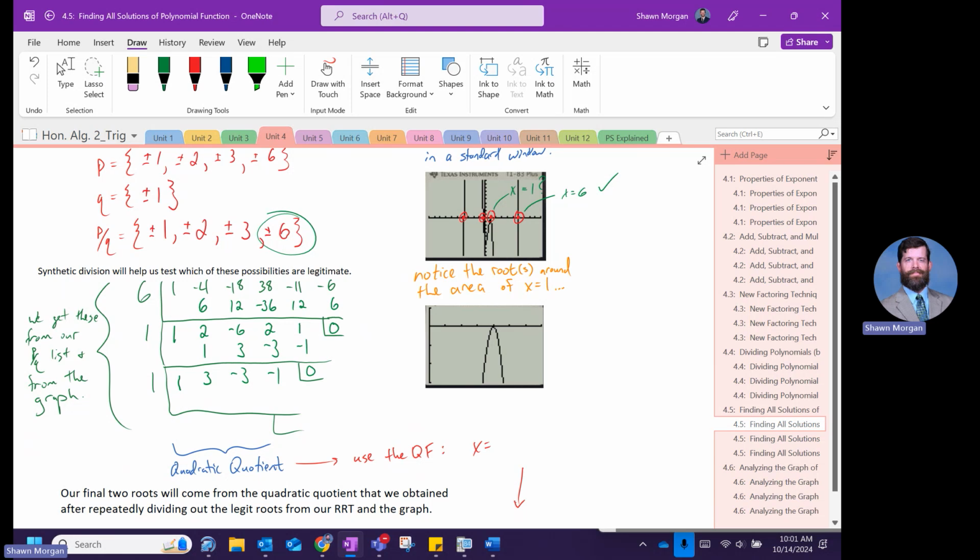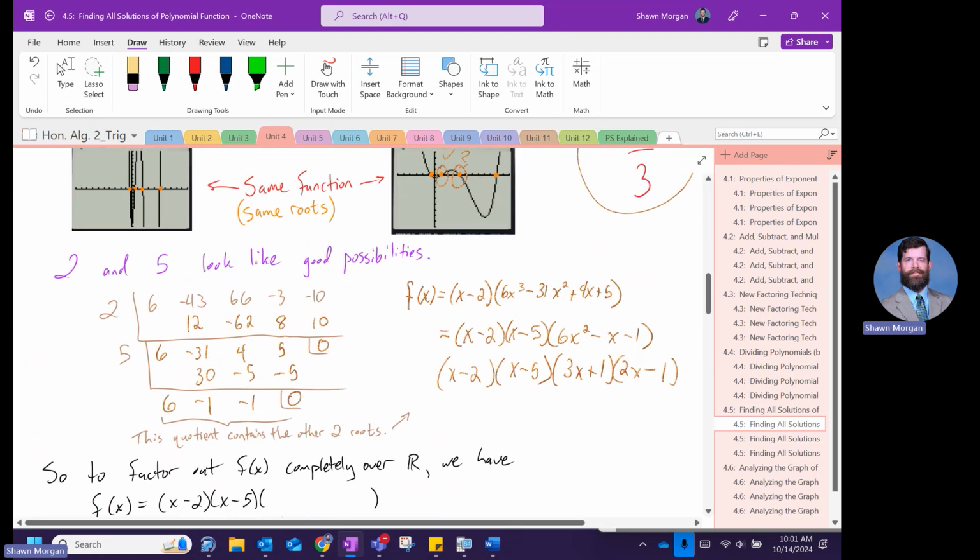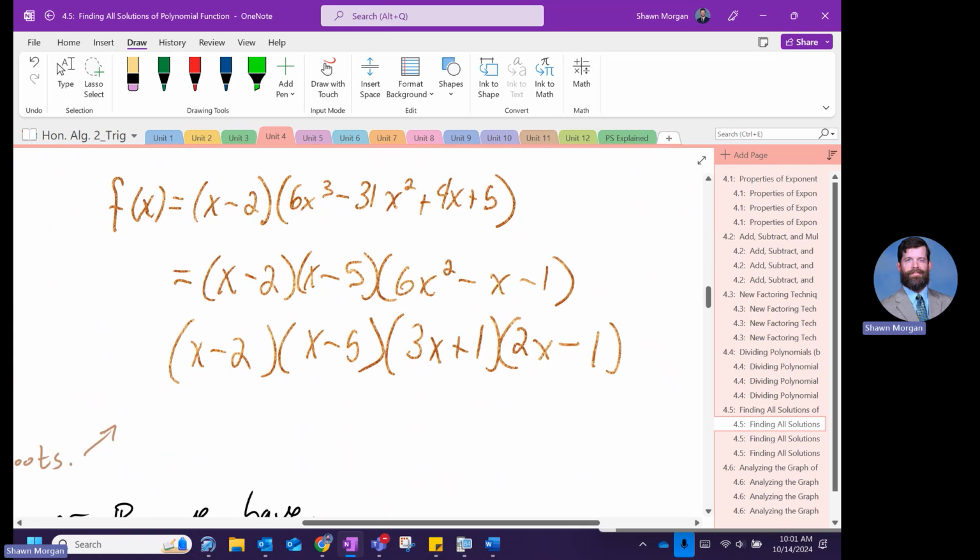Great question. Multiplication is commutative, so the order in which I call out these roots does not matter. I recommend starting with a nice easy number. I wouldn't take out a fraction first. But look at this root right here. This root was a 1/2.